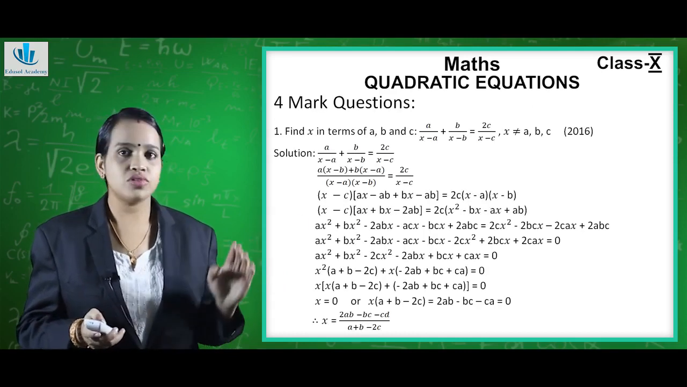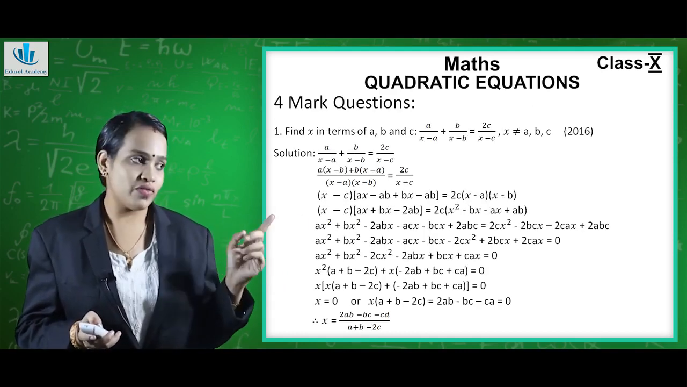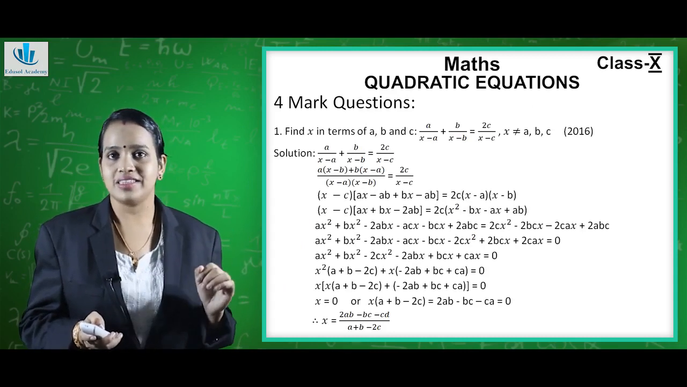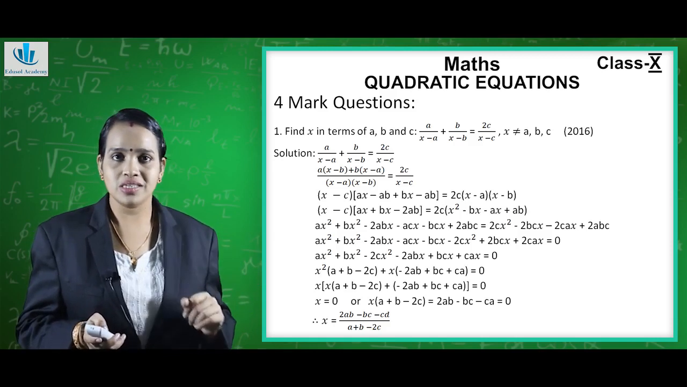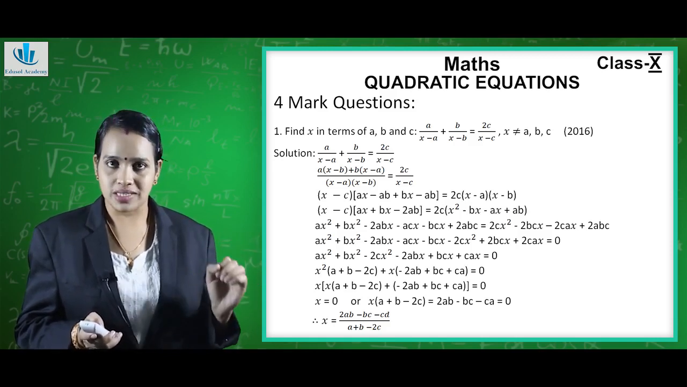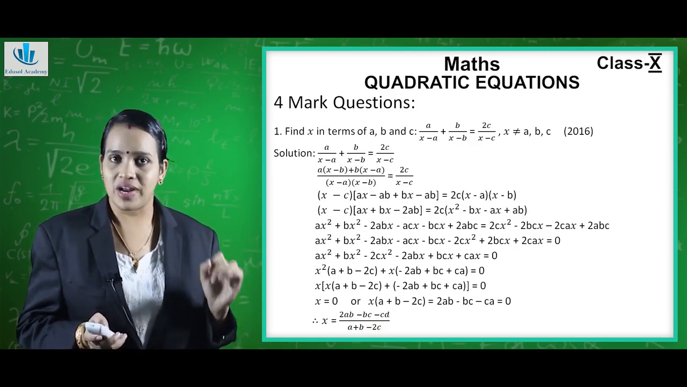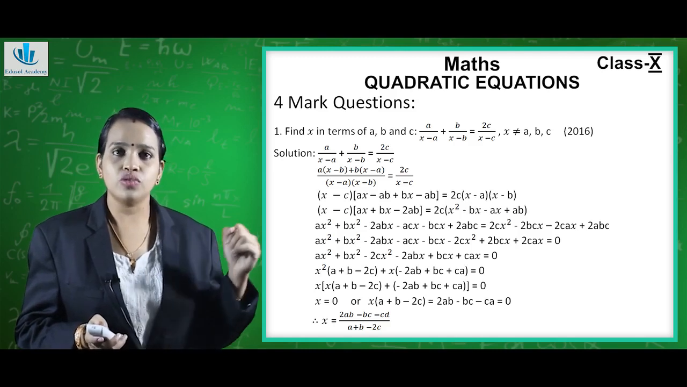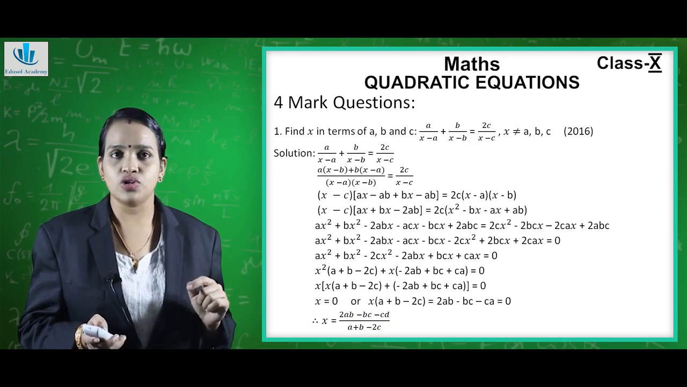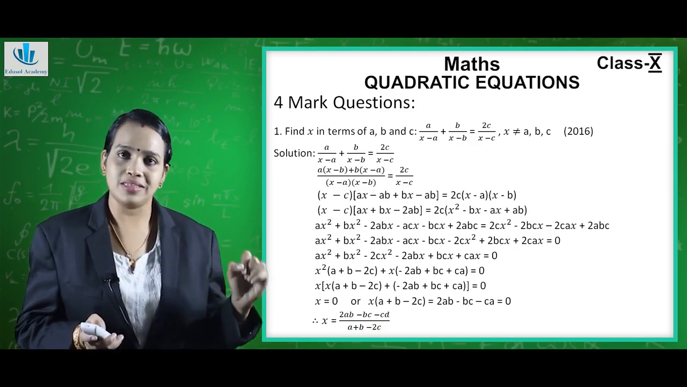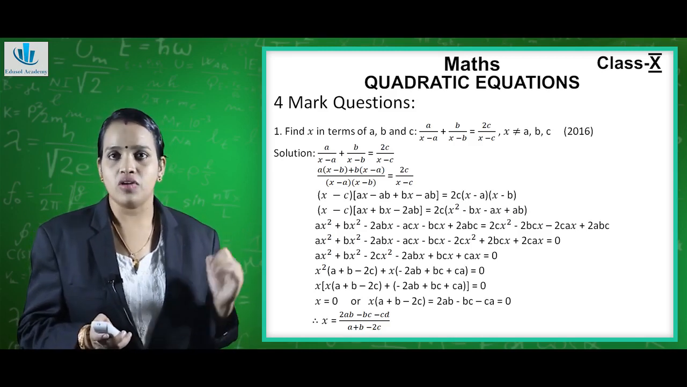Now we will see how to solve a 4-mark question. So our first question is, find x in terms of a, b and c. Now our equation is a upon x minus a plus b upon x minus b, which is equal to 2c upon x minus c. And it is said that our x value should not be equal to a, b and c. And we have to find the value of x here.